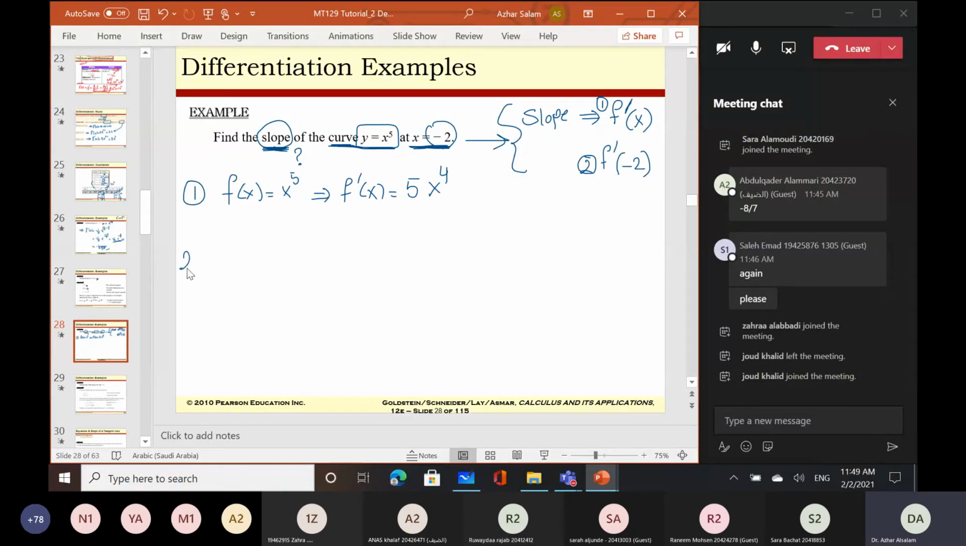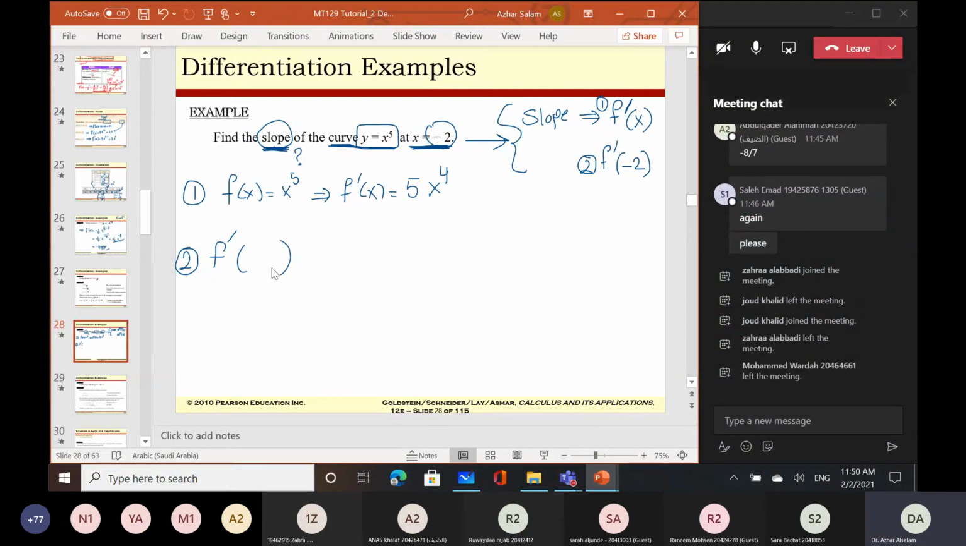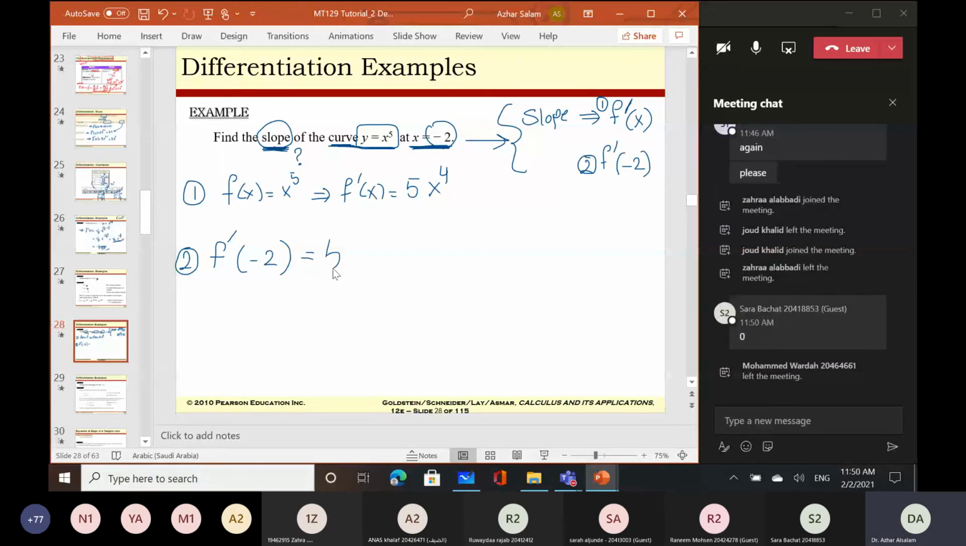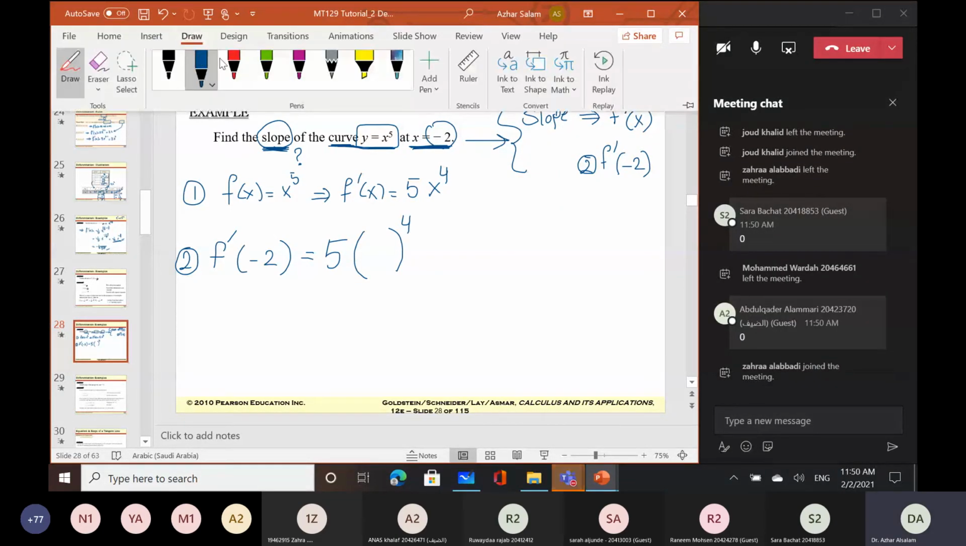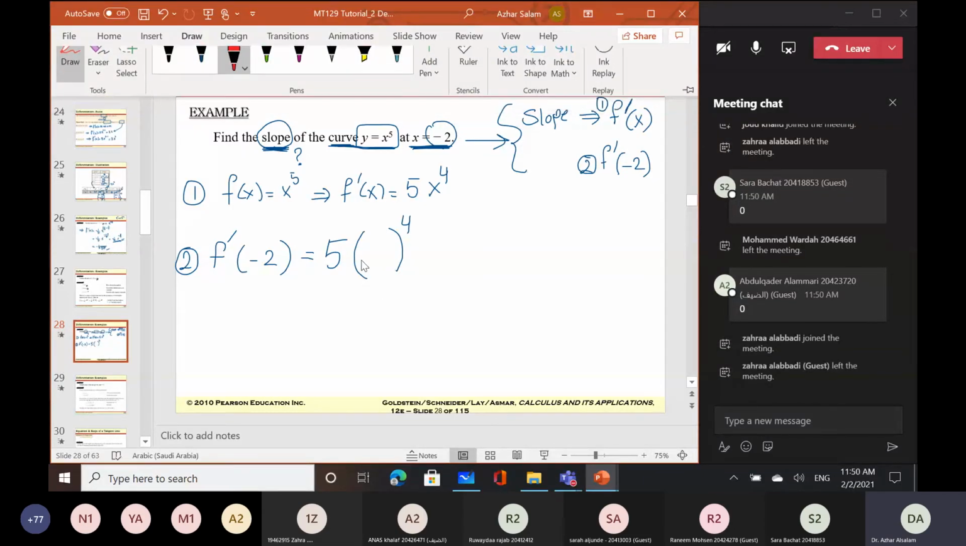The second step, they ask to find the slope at a certain point, which is x equals -2. So I have to take the derivative that I found here, f dash, and substitute by -2. So I substitute in 5x to the power 4 by -2. Okay, here -2.